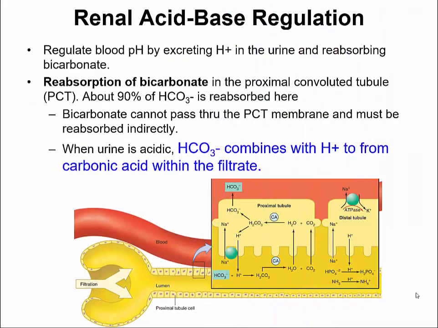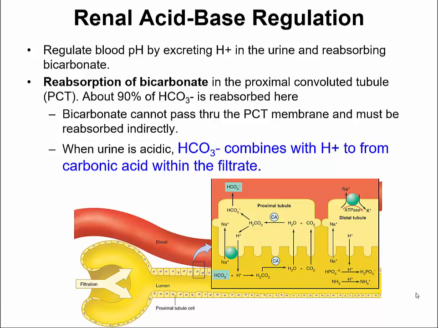In this video, we're going to be looking at acid-base regulation by the kidneys. To regulate blood pH, the kidneys can work by excreting hydrogen ions into the urine or reabsorbing bicarbonate ions. And we're going to see this interplay take place, especially when we get to acid-base homeostasis in our next unit. So it becomes really important.